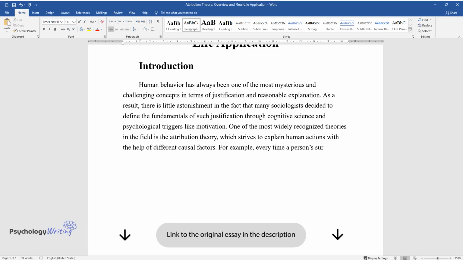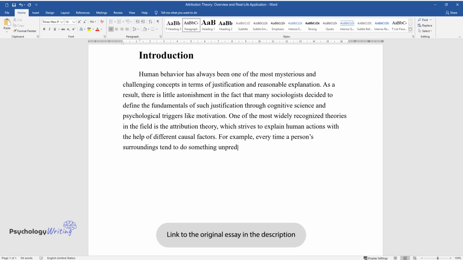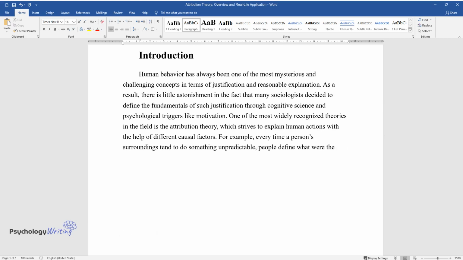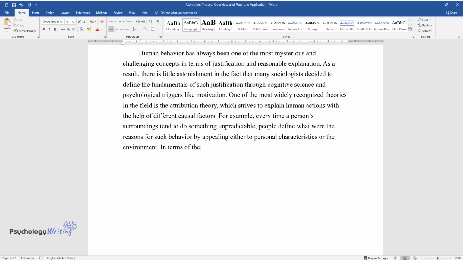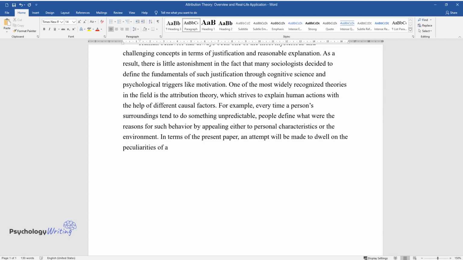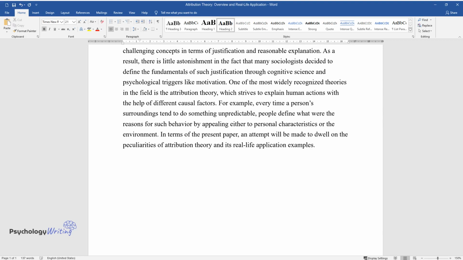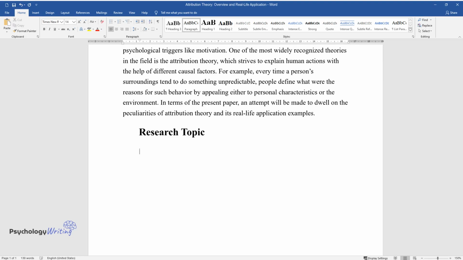For example, every time a person's surroundings tend to do something unpredictable, people define what were the reasons for such behavior by appealing either to personal characteristics or the environment. In terms of the present paper, an attempt will be made to dwell on the peculiarities of attribution theory and its real-life application examples.